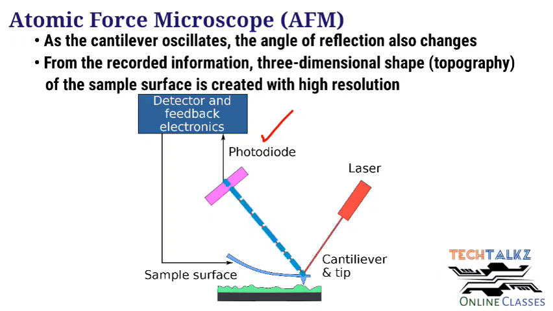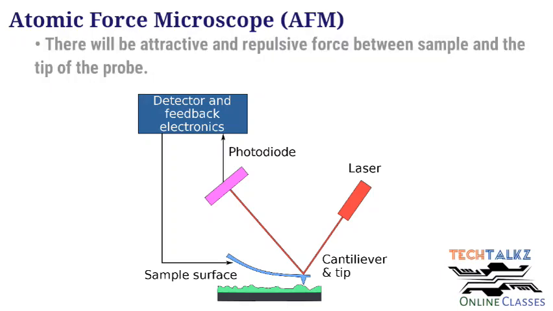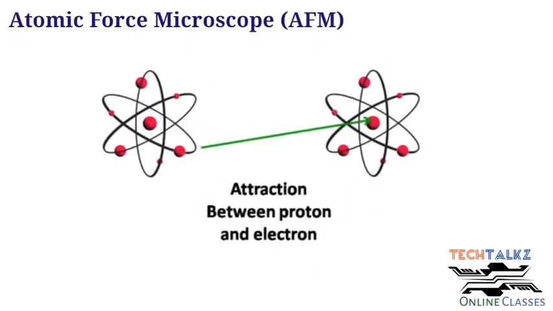So the AFM can produce high quality 3D image with very fine details of the sample surface. If the tip of the probe is very sharp, then the resolution of the image will be much better. Then when you introduce the tip very close to the sample, there will be different attractive and repulsive forces. Now let us check this in detail, that is in atomic level.